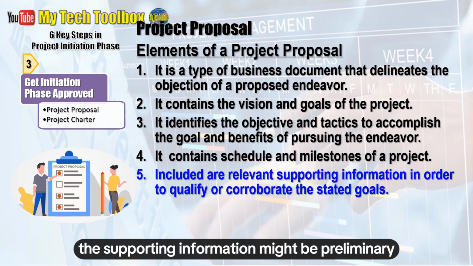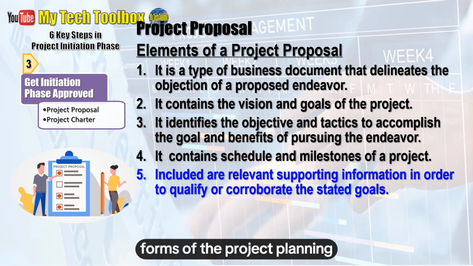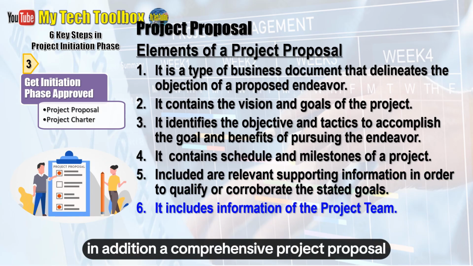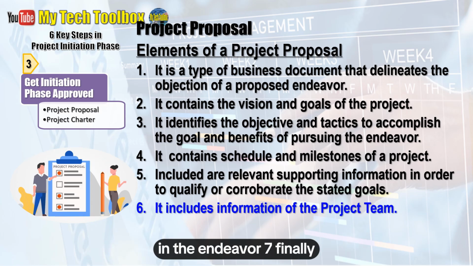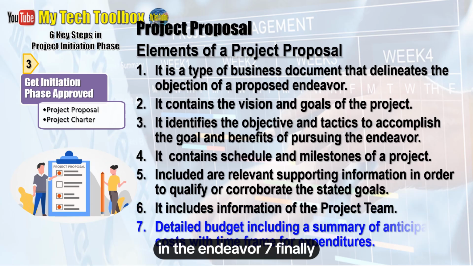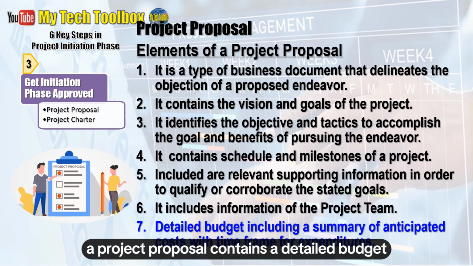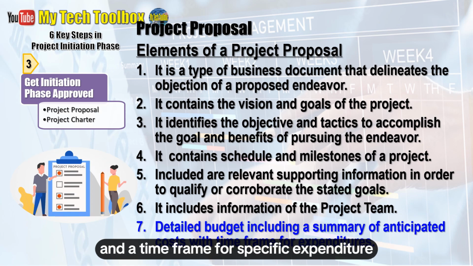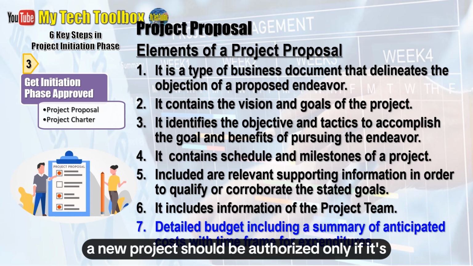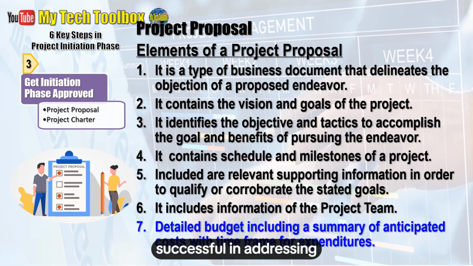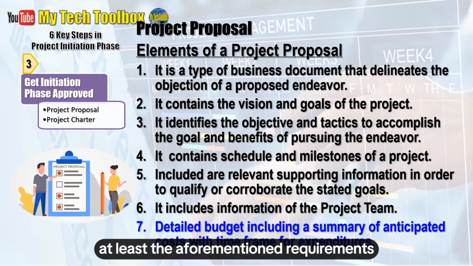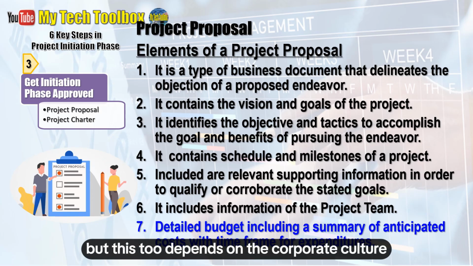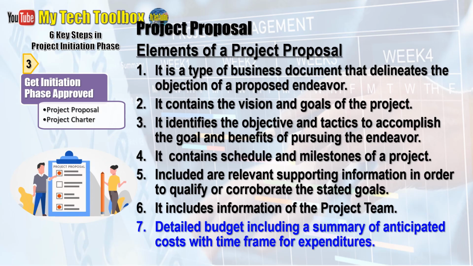The supporting information might be preliminary forms of the project planning such as budgets, schedules, and so forth. 6. In addition, a comprehensive project proposal includes a list of the key participants in the endeavor. 7. Finally, a project proposal contains a detailed budget that includes a summation of anticipated costs and a time frame for specific expenditure. A new project should be authorized only if it's successful in addressing at least the aforementioned requirements. But this too depends on the corporate culture and should be adopted accordingly.